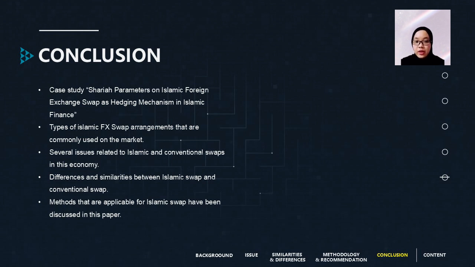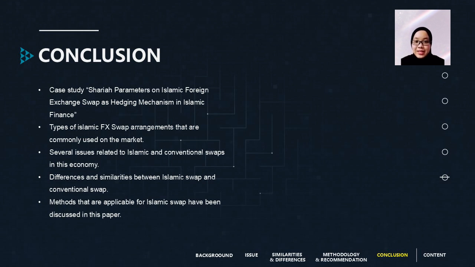the market. We have discussed further several issues related to Islamic and conventional swaps in this paper, including the requirement that exchange for two different currencies must be transacted on a spot basis, and to what extent the Islamic swap product is really free from any activities that are not allowed in Sharia. Other than that, we also discuss differences and similarities between Islamic swap and conventional swap.